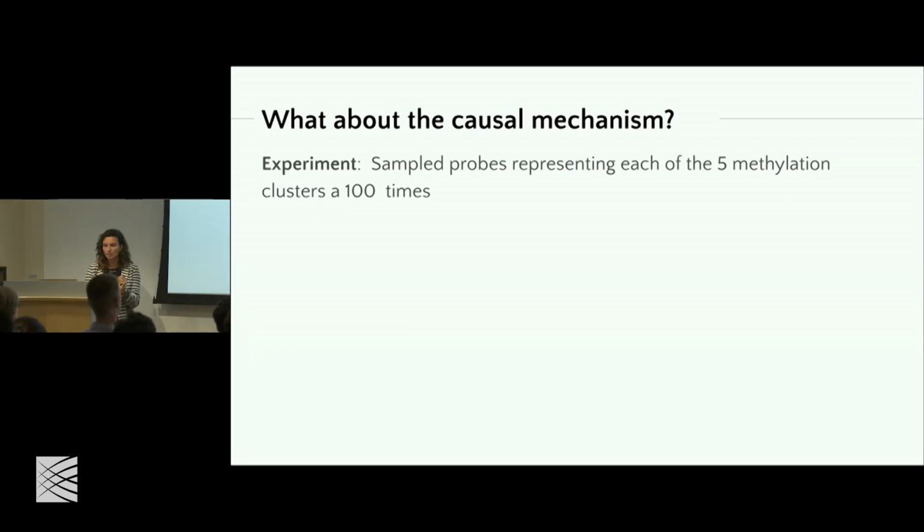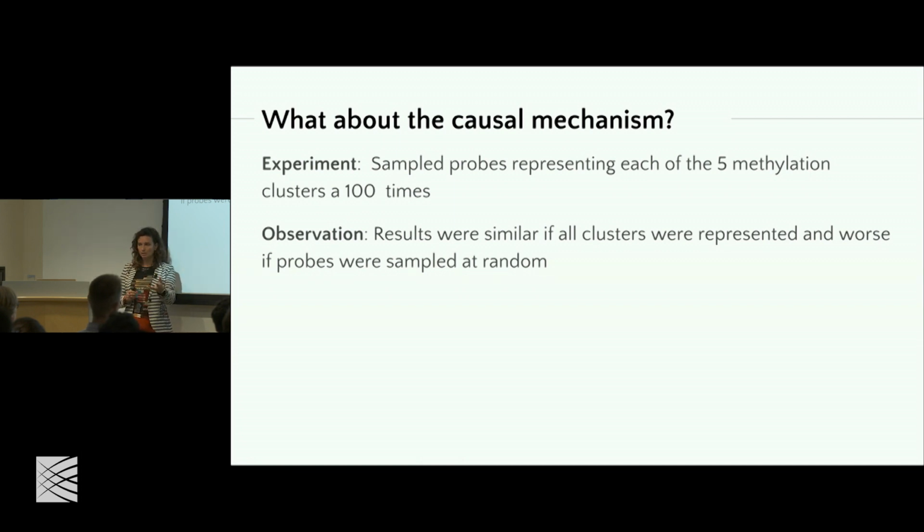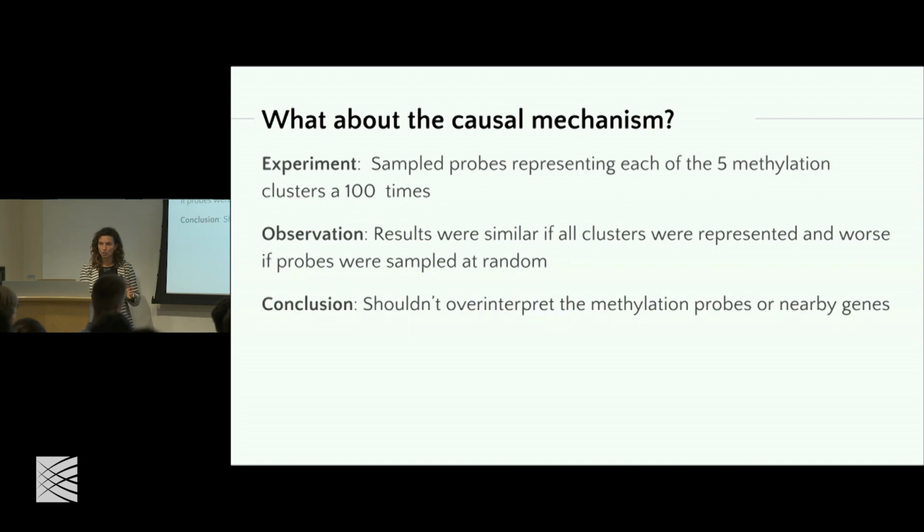So we took the sampled probes representing each of the 5 methylation regions at random 100 times. What happened was, when you had a cluster representation in your data, and you selected the same amount of probes as in the winning model, we had statistically identical results, statistically non-significantly different results. When there was no representation of the clusters by the probes, so if you selected the same number of probes but didn't respect this genome-wide pattern in the methylation data, we had worse results. So basically, it's this pattern that is being captured.